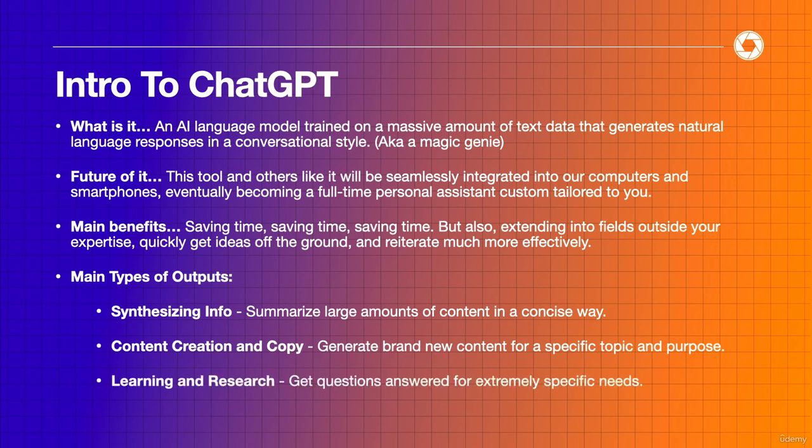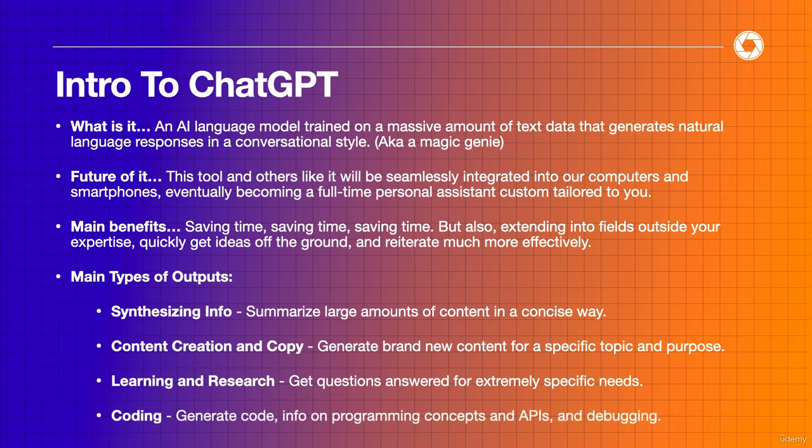After that, we're going to talk about learning and research. We're going to be able to get questions answered super effectively and super quickly without wasting any time. And lastly, we're going to talk about coding. So we'll get into generating code, info on programming concepts and APIs, and debugging. So now that you see what we're going to get into in this chapter, next up we're going to talk about why Google is different from ChatGPT and how it matters for you.